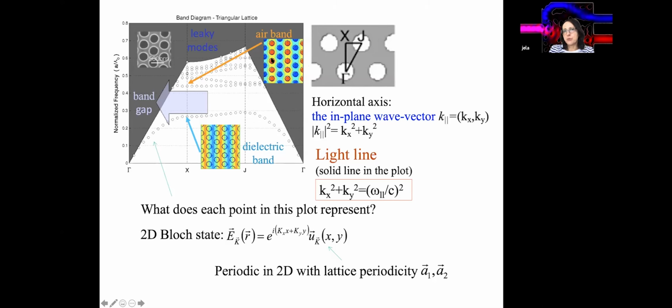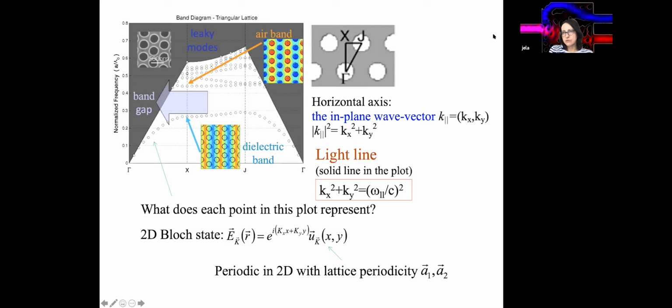Although they both propagate like waves in the gamma X direction, both here and here, and they have the same periodicities, which means the separation between blue and blue for both of them is a √3, two heights of the triangle. And that's expected because they have the same kx and ky combination. The bottom one, the dielectric band mode, has electric field concentrated in the high index region, and the air band mode has electric field concentrated in the low index region. And that's also what we expect from the electromagnetic variational theorem, okay?